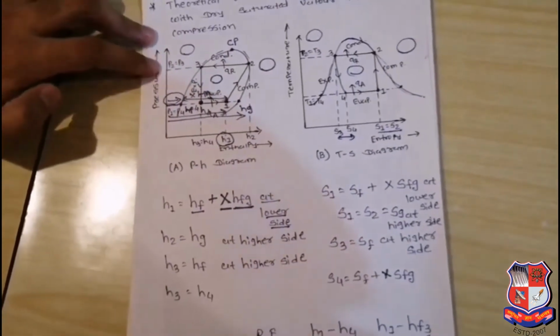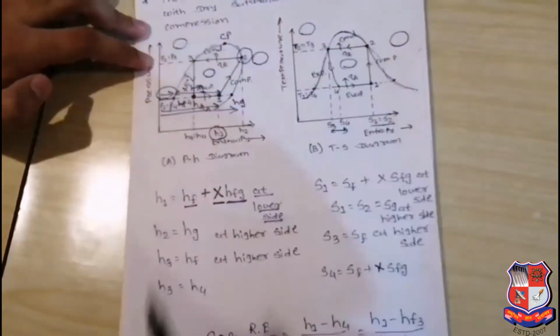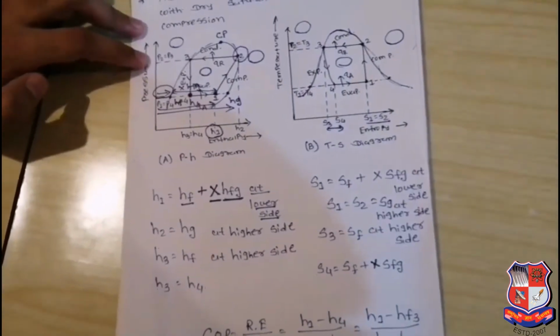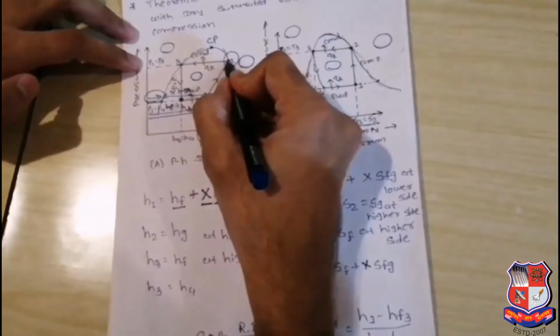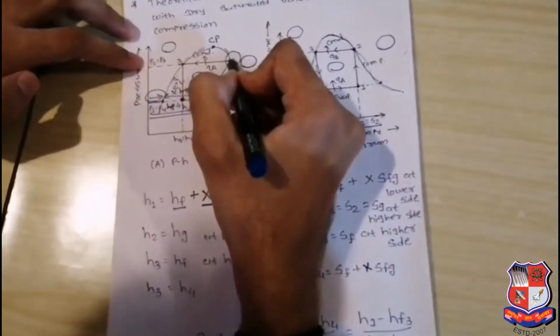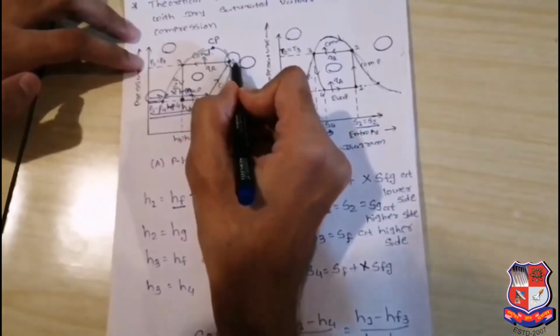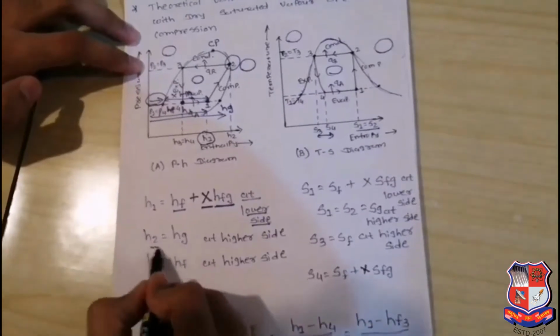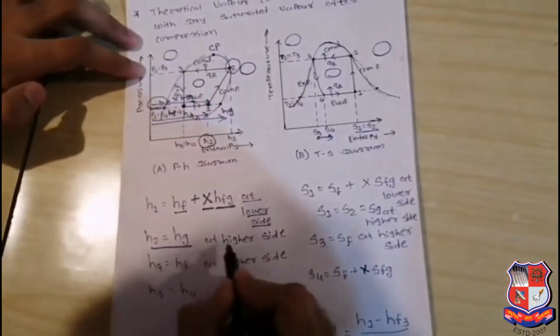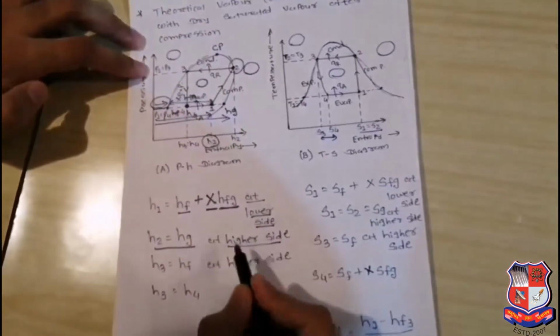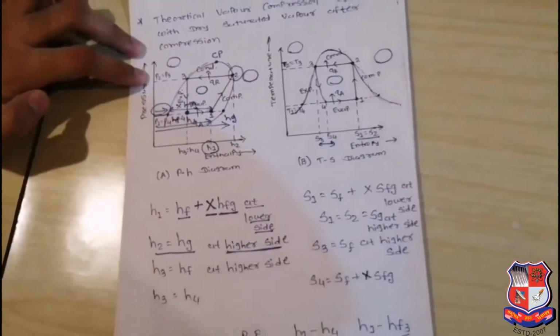Now we are going to discuss the H2 enthalpy and how we can determine H2. The H2 point is directly on the saturated curve, so we can directly determine the saturated enthalpy. It is on the saturated vapor side, so we can directly take H2 equal to Hg, the enthalpy of the vapor. It is on the higher side, the condenser side, so we write it on the higher side.